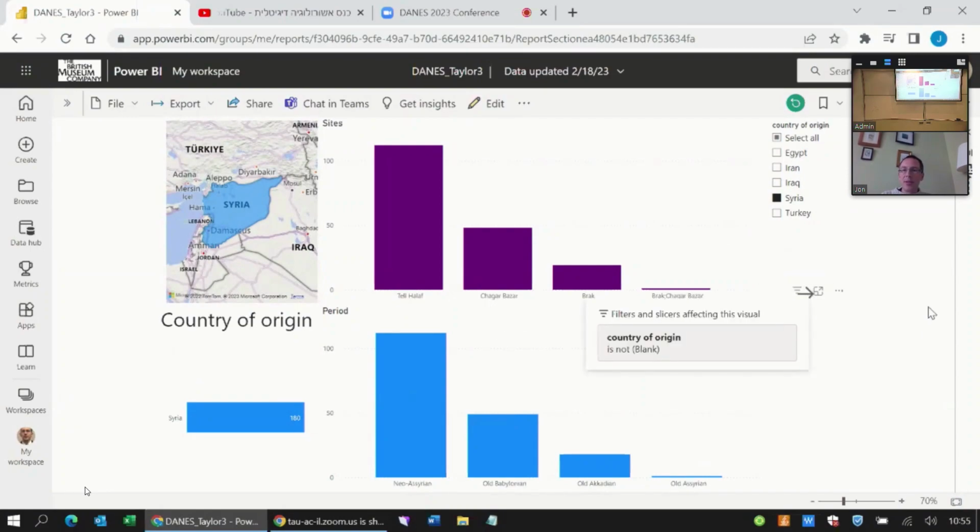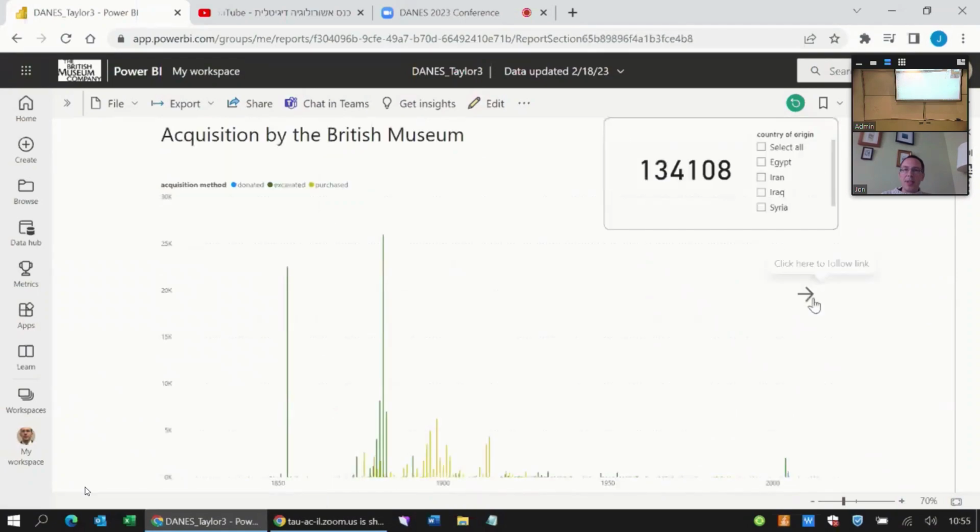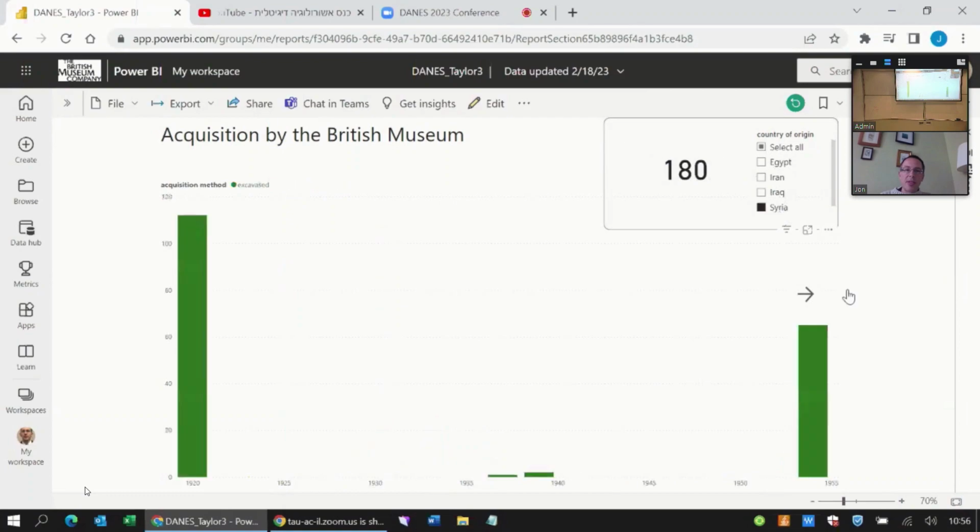Move on. I'm trying to edit. We can look, of course, at the date of acquisition and the method of acquisition and correlate that with the country of origin. So we pick Iraq again because there's no discernible change. We pick Syria, it automatically updates, and you can see the excavation accounts for all of the material from Syria, which is of course a very different profile from some of the other places.